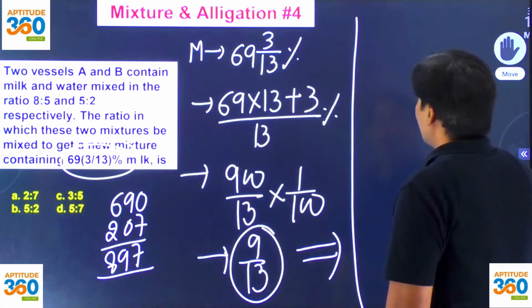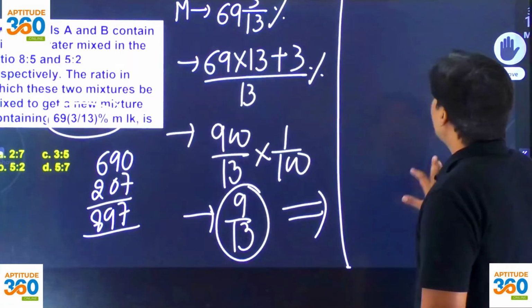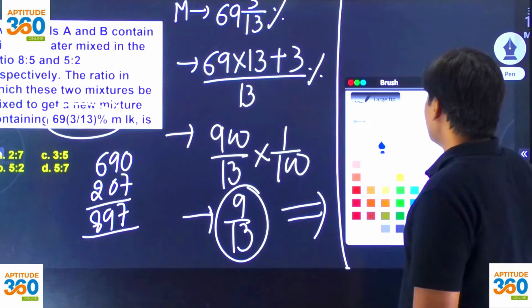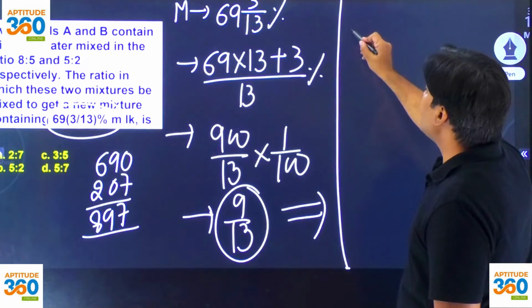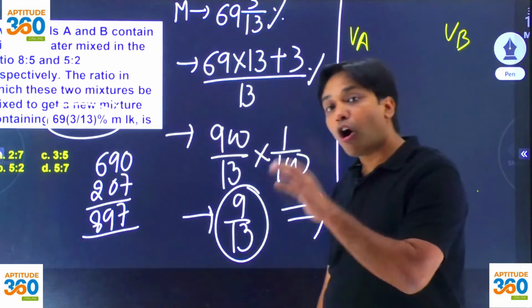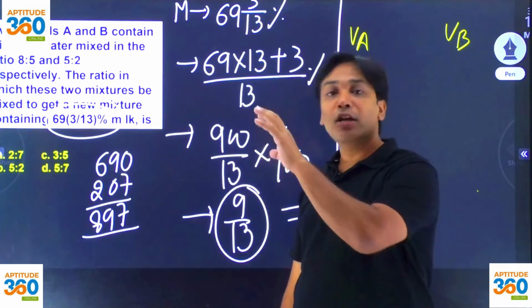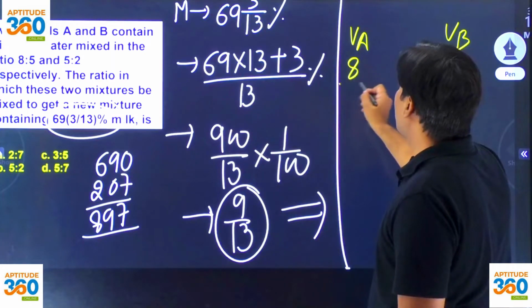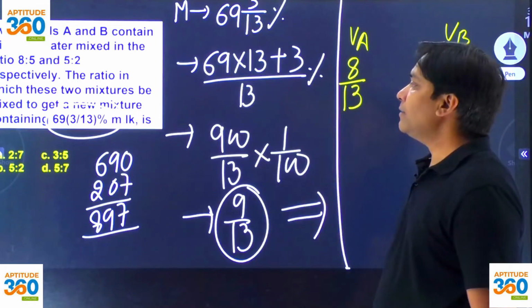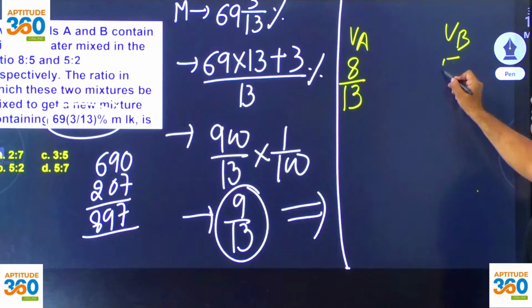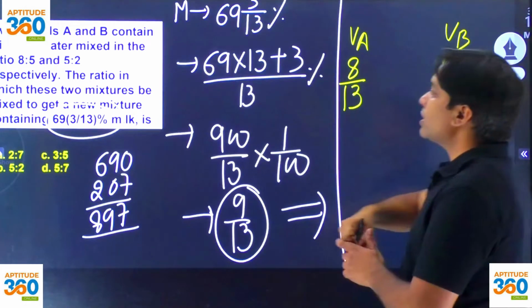Now what is that you should be doing? Apply the alligation method here. So this one is vessel A and vessel B. So I'm gonna be focusing on milk in vessel A. Milk कितना vessel A में? 8/8 plus 5, 13. How much is going to be milk in vessel B? 5/7. Did you understand this?